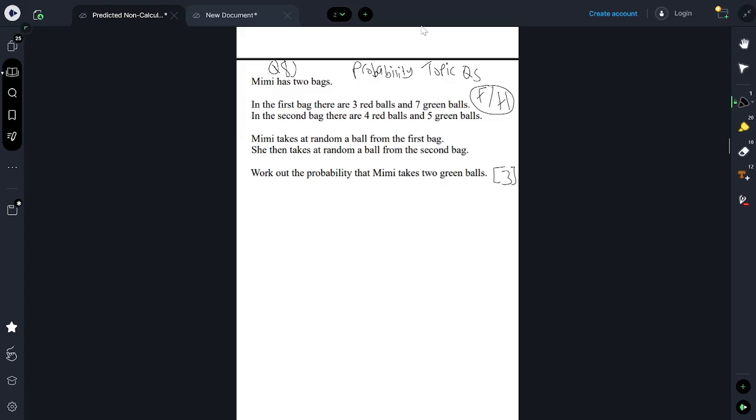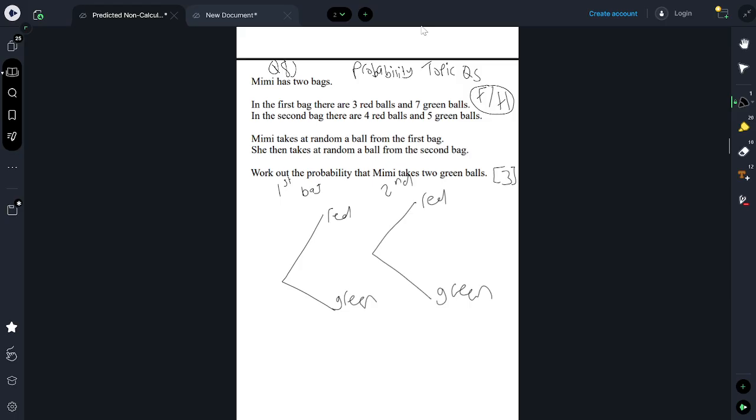So this is a tree diagram question because there's essentially two different events going on. So obviously the first bag and the second bag, and she can only take a red or a green. Likewise, a red or green in the second one. So the idea with probability trees, which you should have revised by now, hopefully, is we need the probability of each thing.